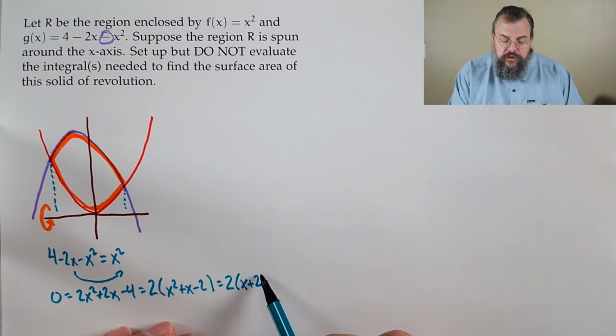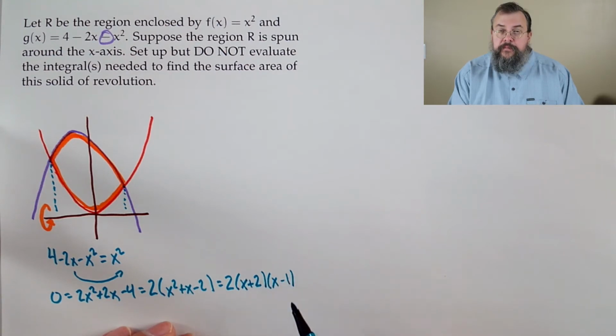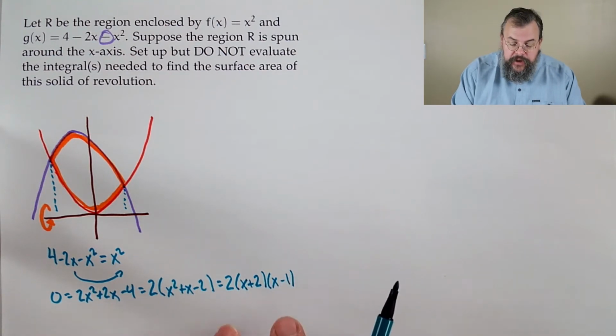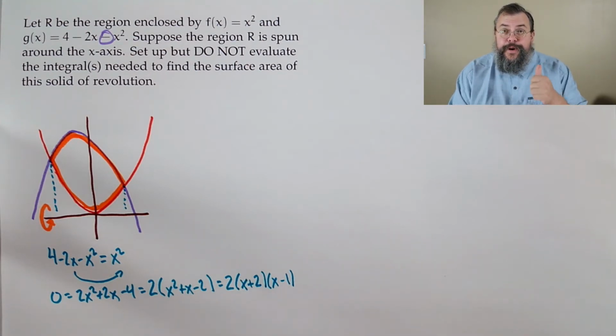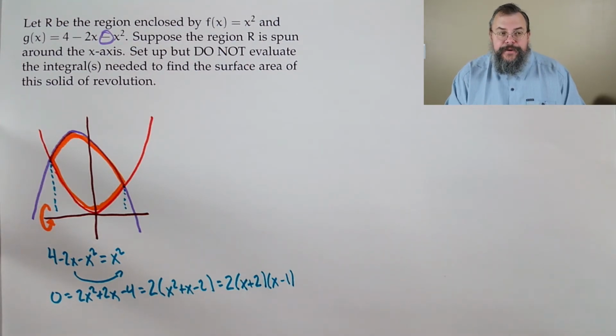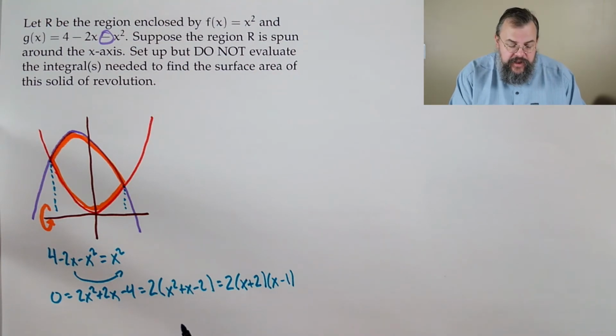(x + 2)(x - 1). That'll do it, right? We can check. x squared, good. Minus x plus 2x, perfect, x. And then minus 2. So that tells us what?